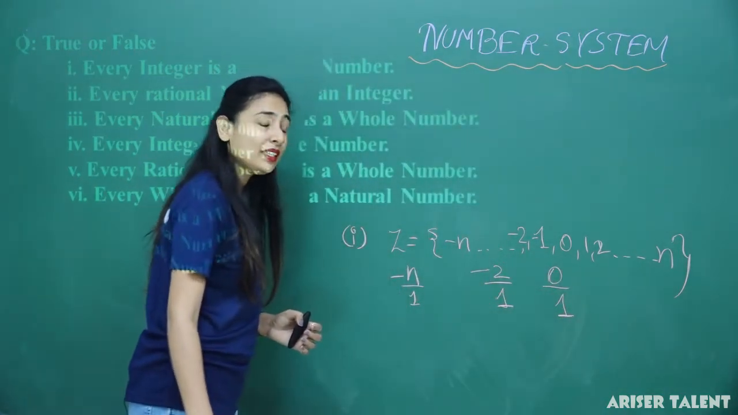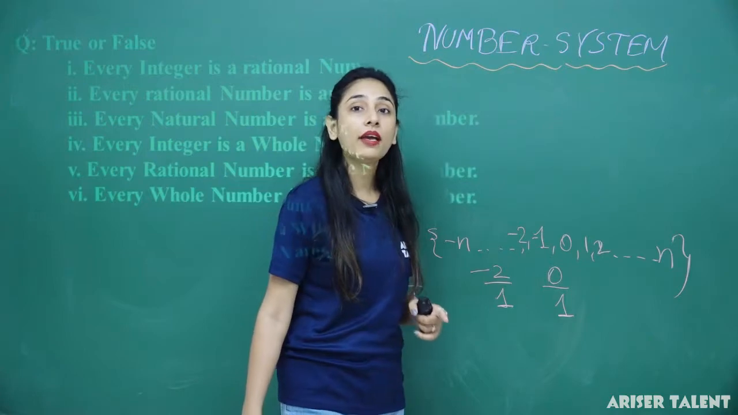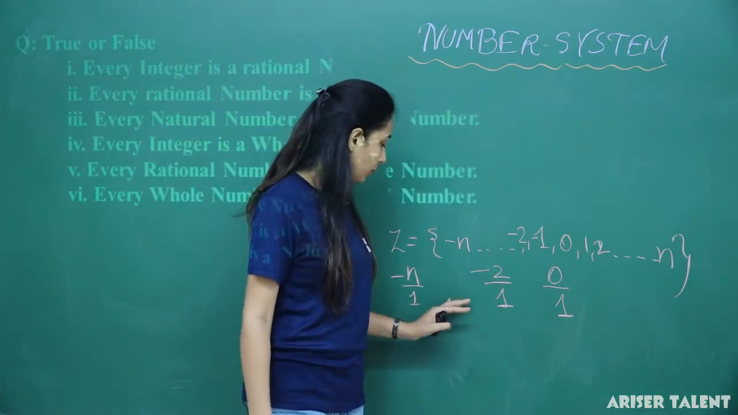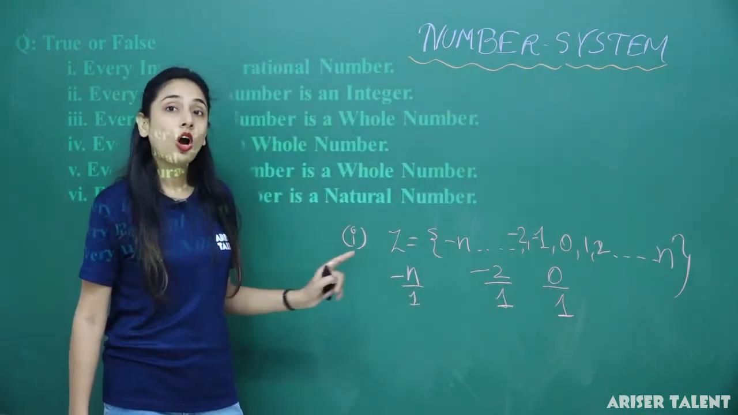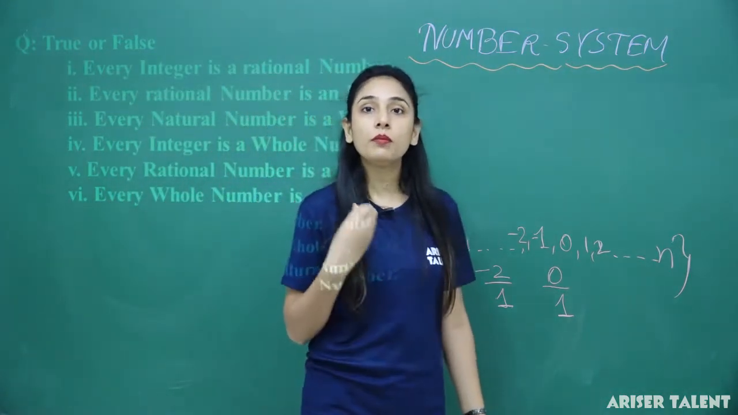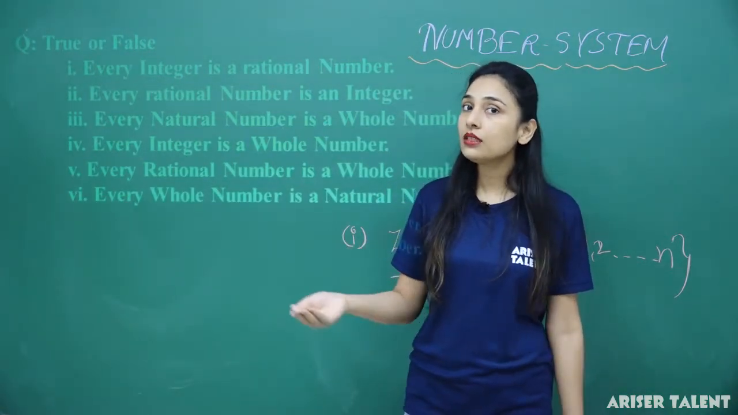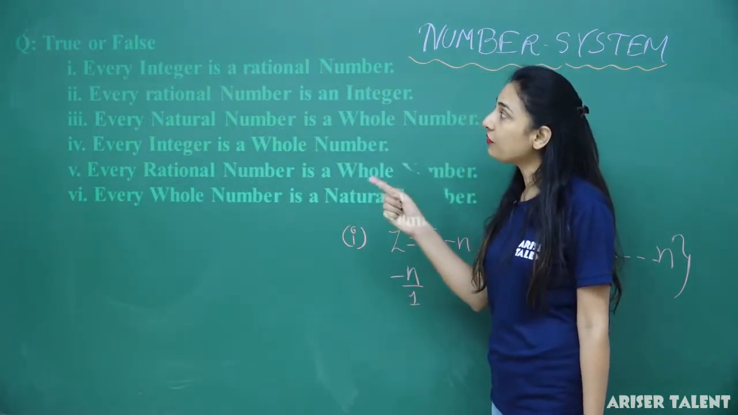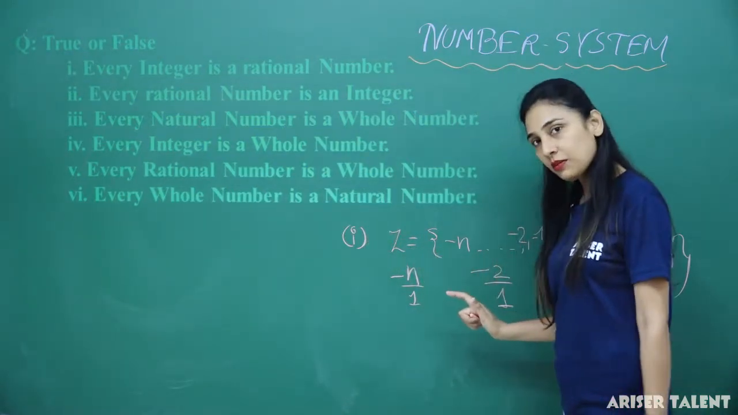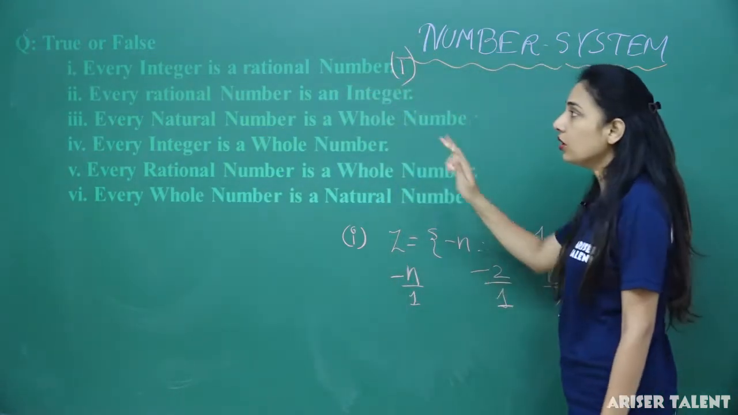That means any integer can be written in p by q form, and here in the denominator we are not having 0, and we are not having any common factor other than 1 in p and q. So, fine, they can be written as p by q. If they can be written as p by q, that means these are all rational numbers. So, every integer is a rational number. Okay, so this is true.